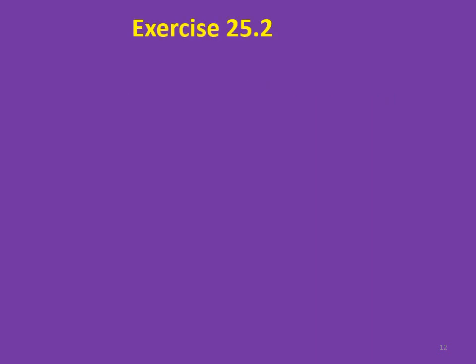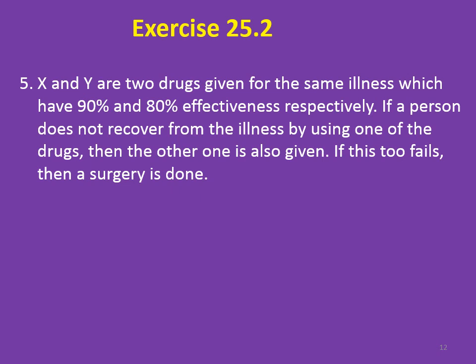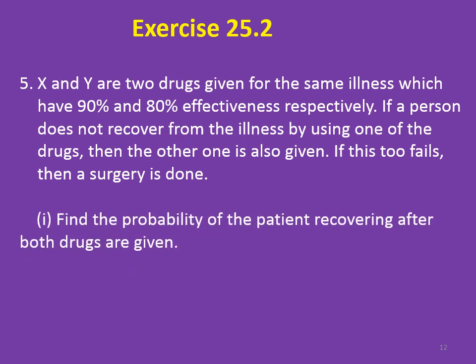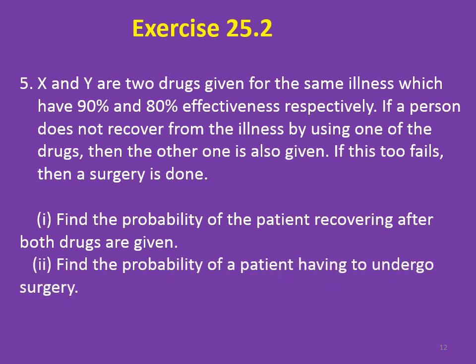Exercise 25.2, question number 5. X and Y are two drugs given for the same illness which have 90% and 80% effectiveness respectively. If a person does not recover from the illness by using one of the drugs, then the other one is also given. If these two fail, then a surgery is done. First question, find the probability of the patient recovering after both drugs are given. Question number 2, find the probability of a patient having to undergo surgery.